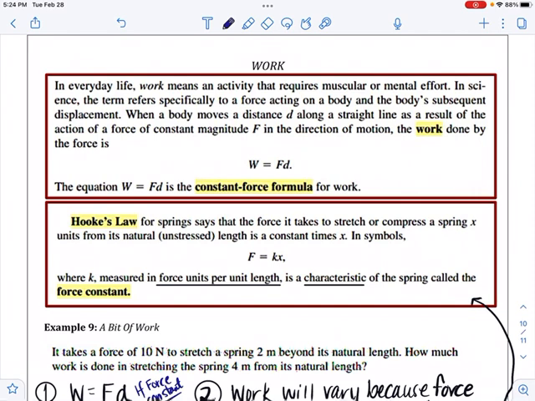It's kind of like when you push a desk. If you use the same amount of force and you push the desk over a certain number of meters, you're going to have an amount of work that's done because force is constant. Hooke's law for springs says that the force it takes to stretch or compress a spring x units from its natural unstressed length is a constant times x. In symbols, F = kx, where k is measured in force units per unit length. It is a characteristic of the spring called the force constant.